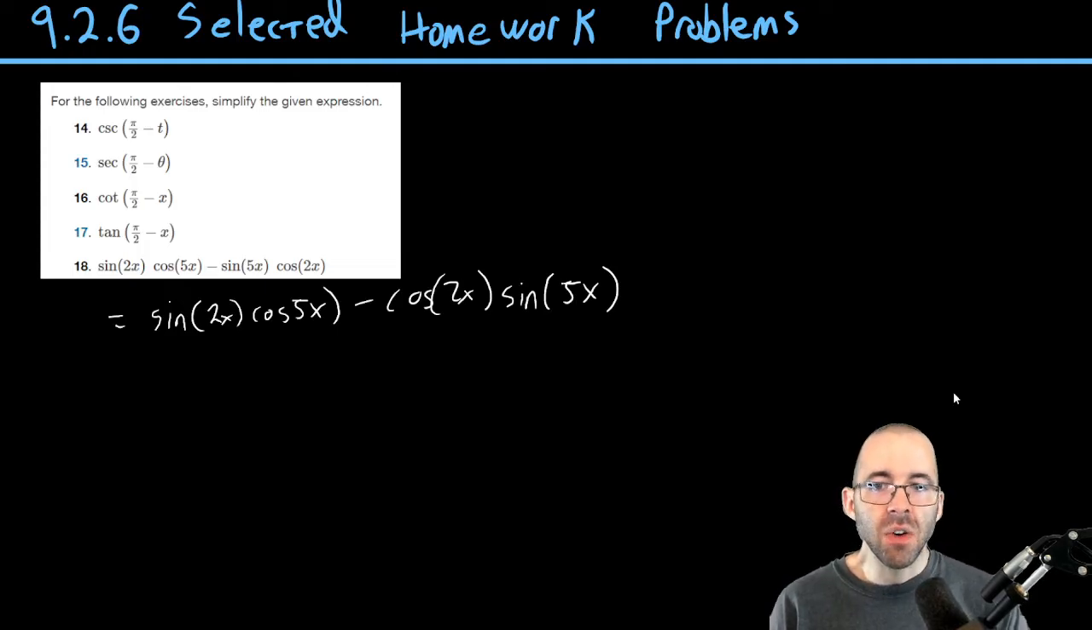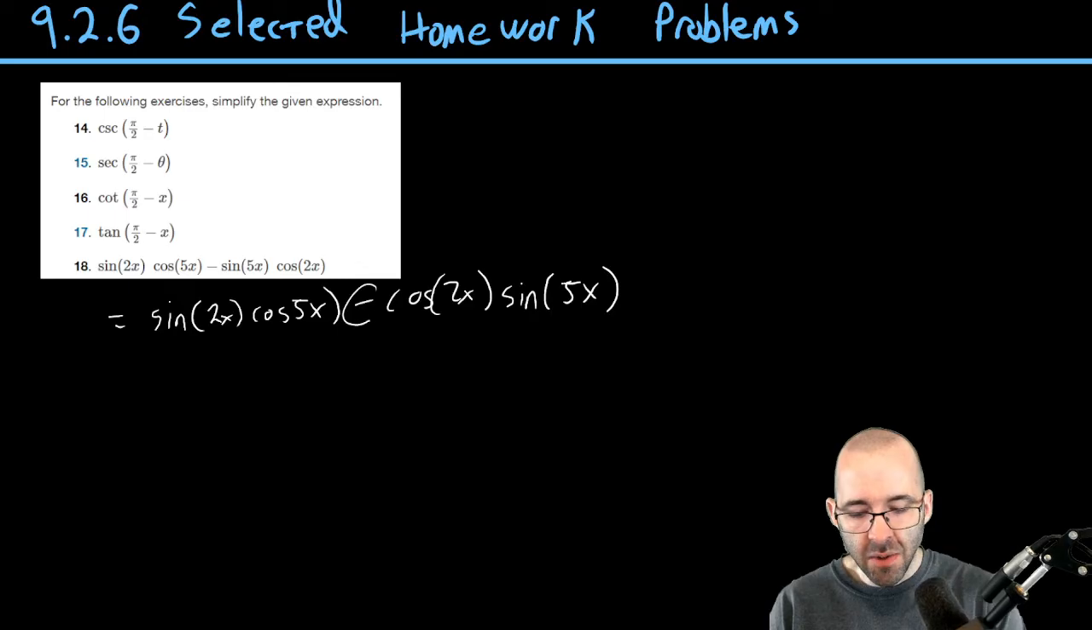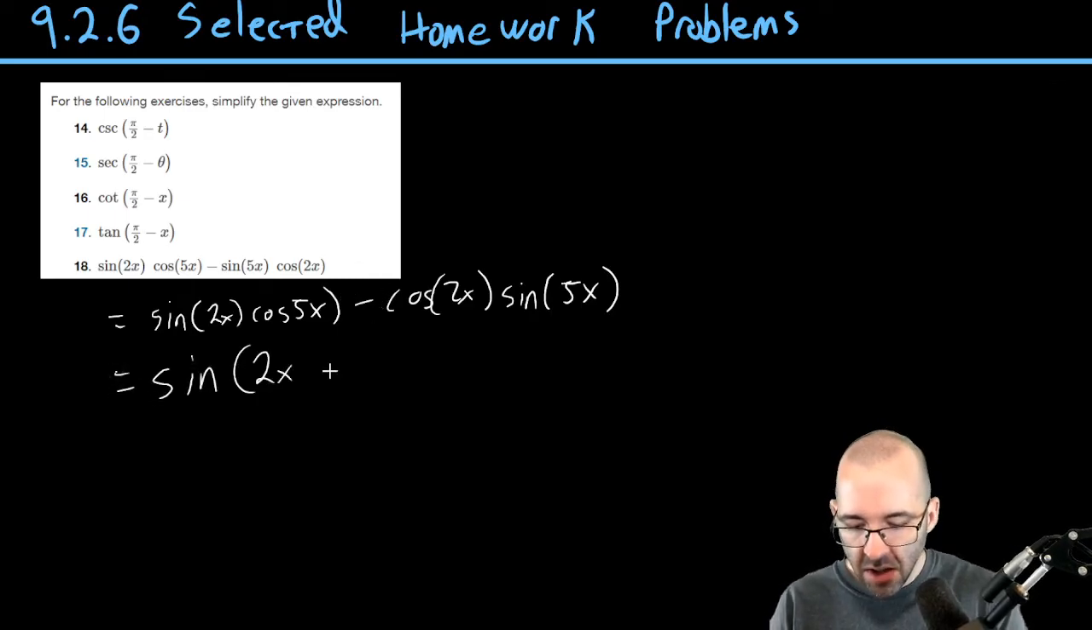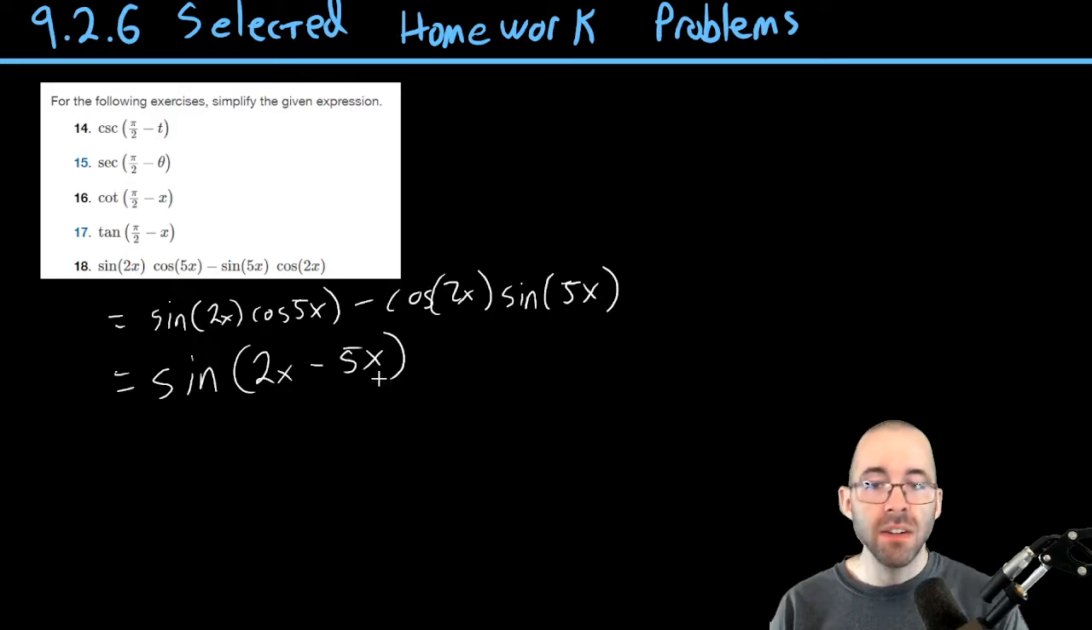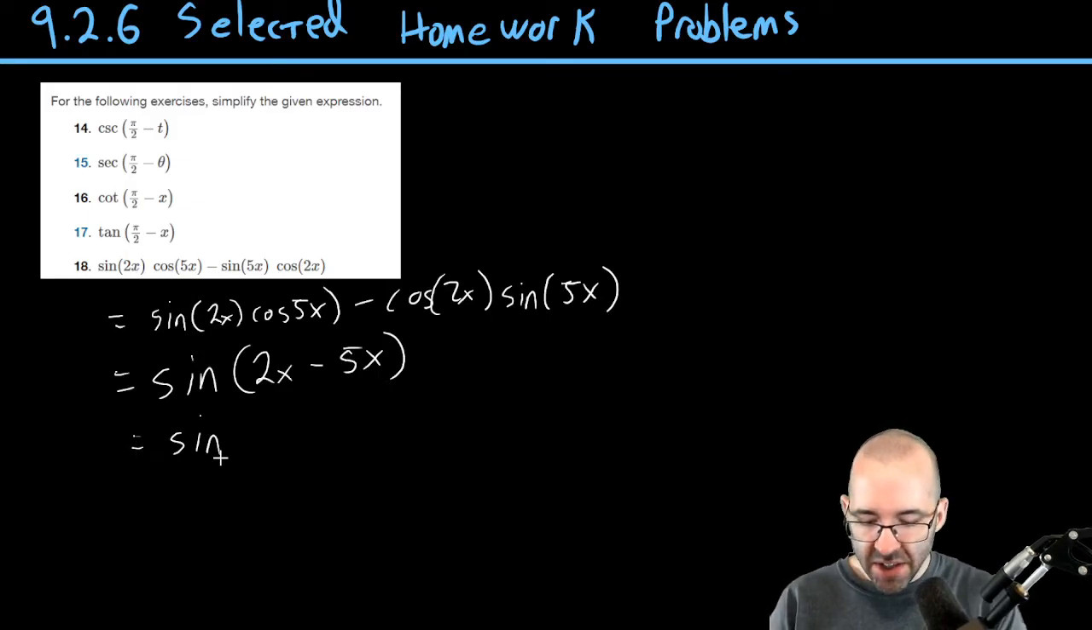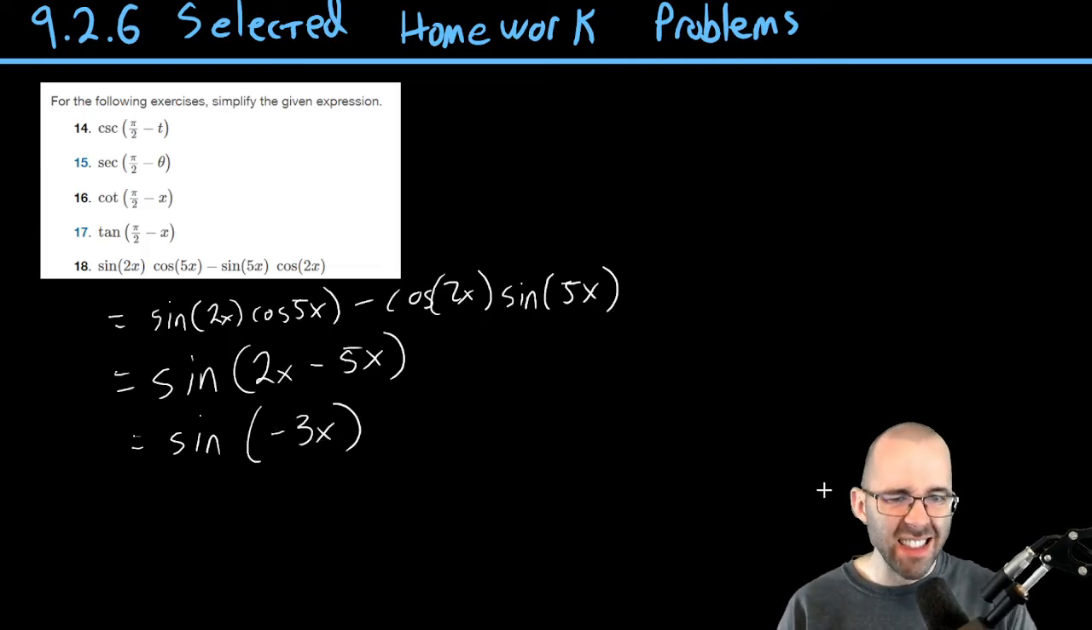Now, is it angle sum or angle difference? It's going to be angle difference because sine will always match. This will be sine of the first angle minus the second angle. And we can simplify. It's just sine of negative 3x. And I'll take this, I think, most of the time.